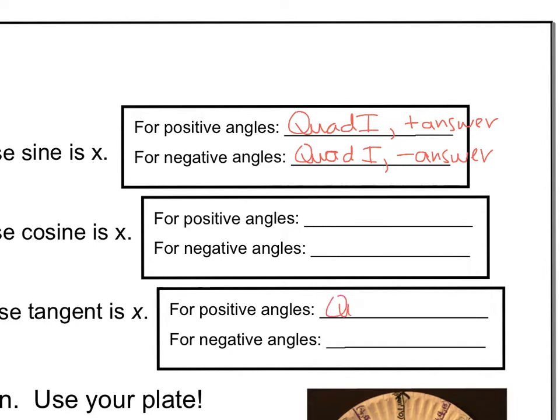Same thing happens for tangent. The same rules apply for tangent. We're looking from -pi/2 to pi/2. This is how we get those negative answers: we take the positive one from quadrant 1 and make it negative, and that's where it would have that negative value.